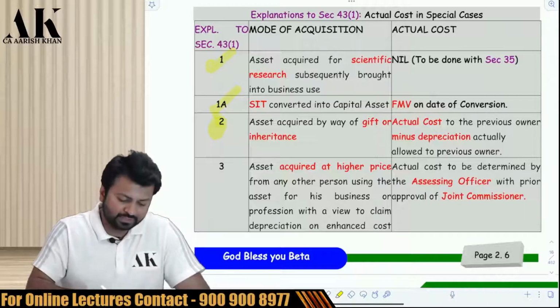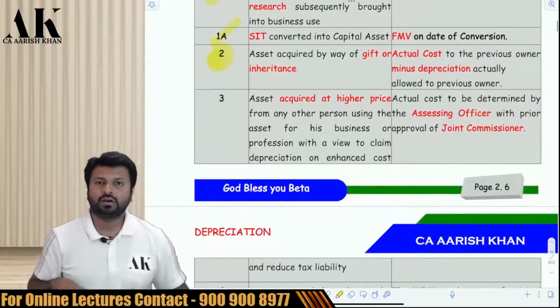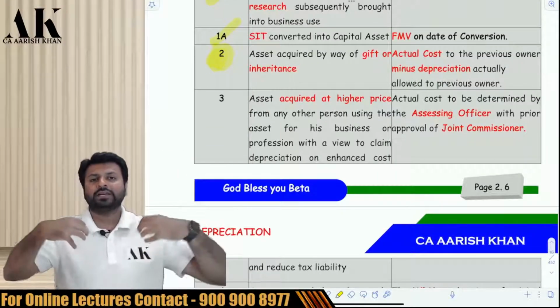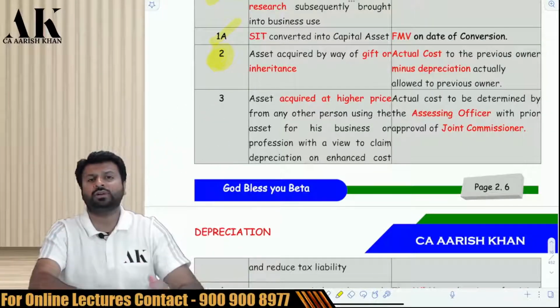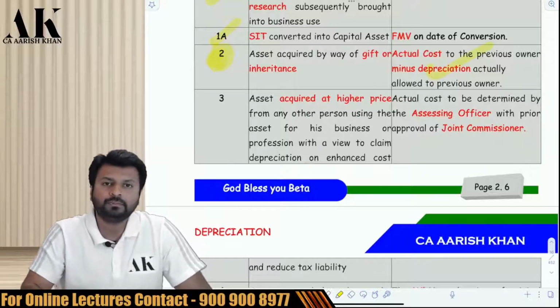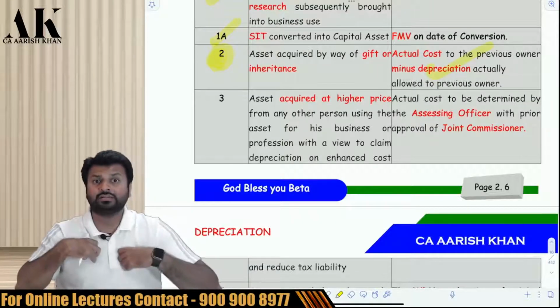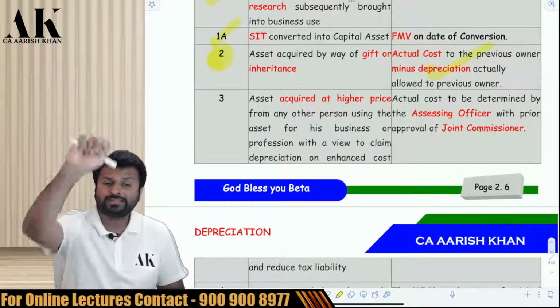The first one, explanation 2. Explanation 2 talks about what? Suppose somebody gives me a gift or somebody gives me some property in inheritance, then what will be my actual cost? In that case, my actual cost will be the actual cost of the previous owner minus depreciation actually allowed to the previous owner. That will become my actual cost. So if you get an asset in gift or by inheritance, your actual cost will not be 0. It will be the actual cost to the previous owner minus depreciation actually allowed to that person.